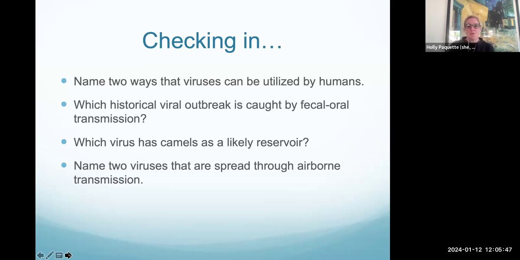Number two, which historical viral outbreak is caught by the fecal oral transmission? That's going to be the poliomyelitis virus. So polio is caught in that manner or transmitted in that fashion. Which virus has camels as a likely reservoir? That's going to be the Middle Eastern Respiratory Syndrome, or MERS. And then the last question is, name two viruses that are spread through airborne transmission. Those would be measles and SARS-CoV-2.